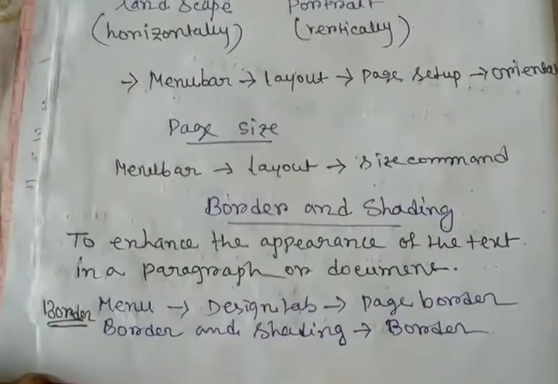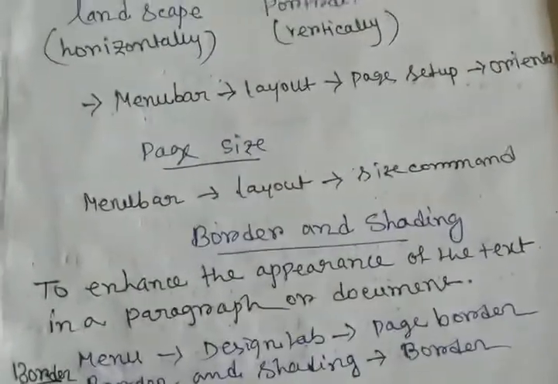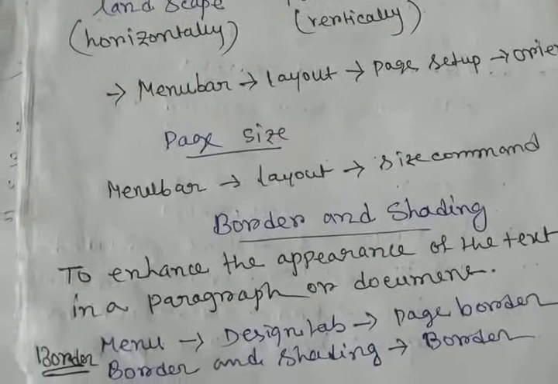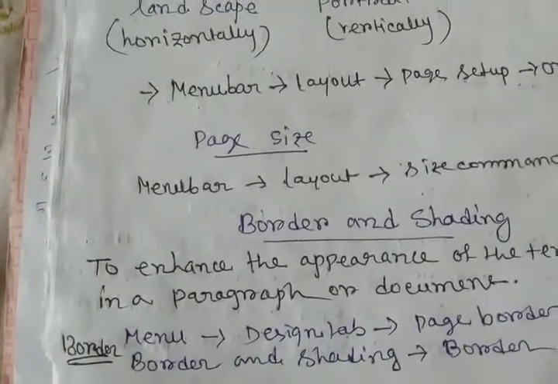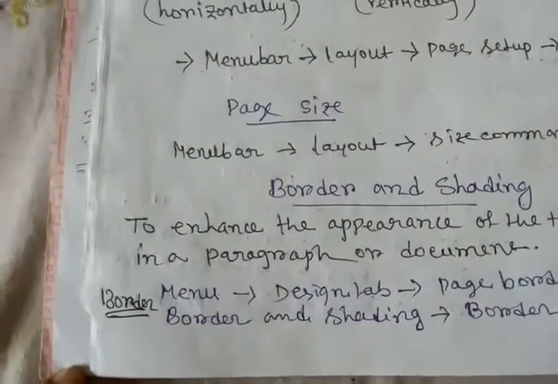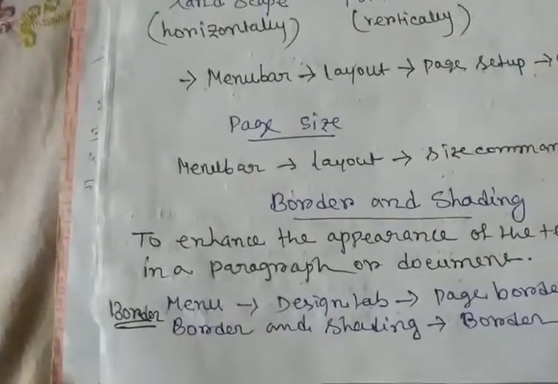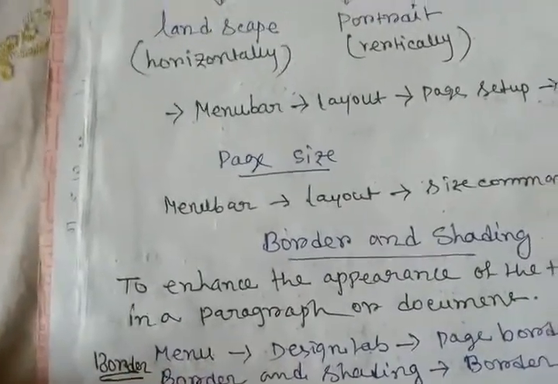Now we will learn how to add border and shading in your document. Actually, to enhance the appearance of the text in a paragraph or document, you can add border or shading to the selected paragraph or document. But you have to remember that shading colors the background behind the selected text or paragraph.